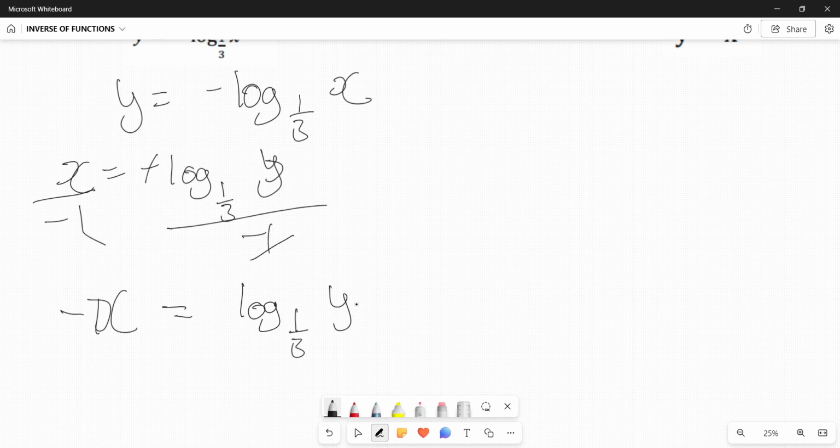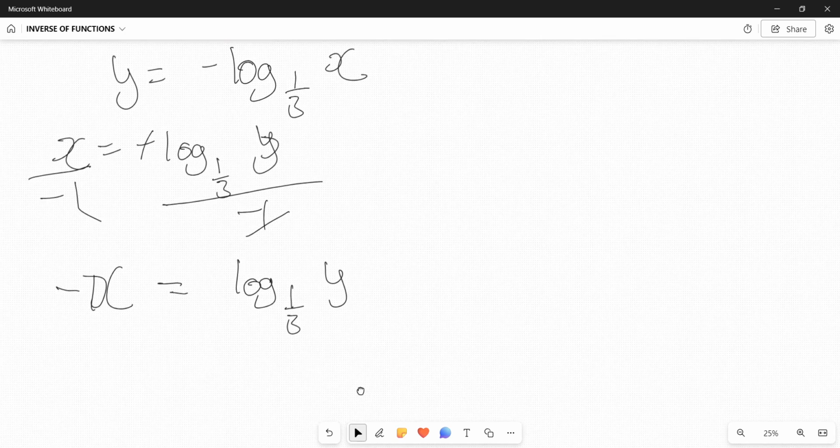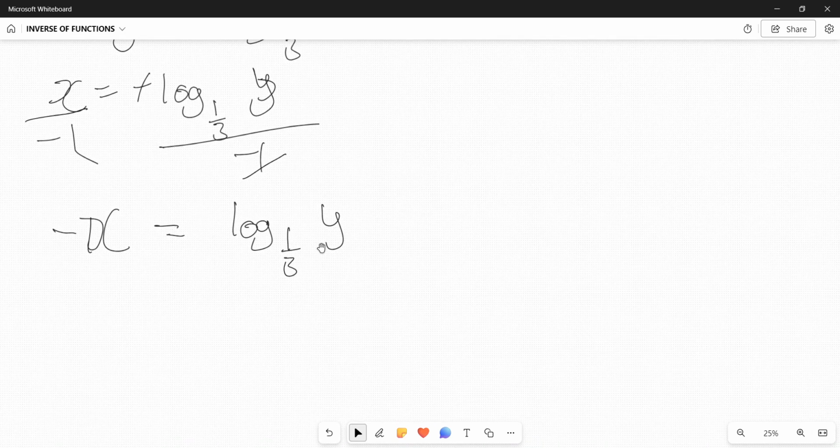So now you want to solve for y. So in order to solve for y, let me rather say, if you want to isolate y from this log, you basically have to rewrite this as an exponential equation.